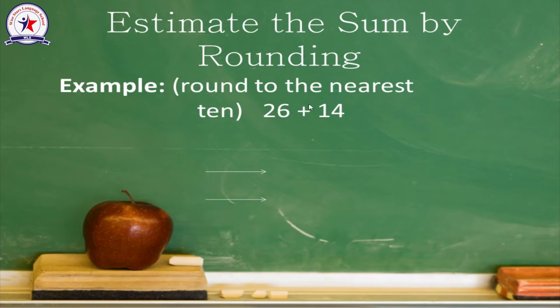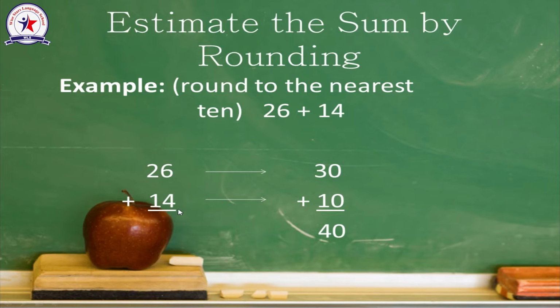Estimate the sum by rounding. For example, round to the nearest 10. 26 plus 14. 26 rounded to the nearest 10. First of all, put a 0 because of 10. Then look at the units. Here we have 6, greater than 5. Then add 1 to 2. 2 will be 3. Then 26 rounded to 30.